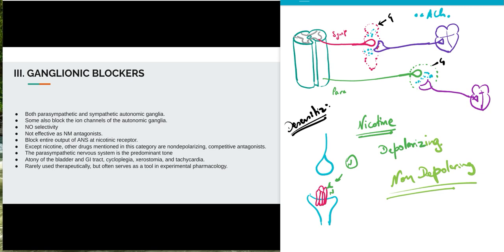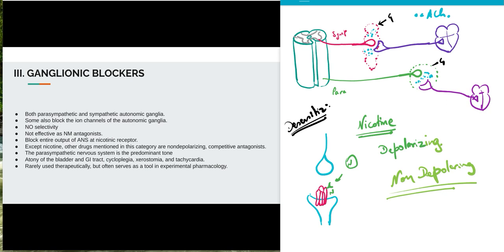But as a rule of thumb, everybody should understand that parasympathetic is the predominant tone. If you want to know, in resting condition, does the heart listen to sympathetic activity or parasympathetic activity, the answer is parasympathetic activity. And it is obvious also, because we have learned that parasympathetic is more like rest and digest. Remember, rest and digest.